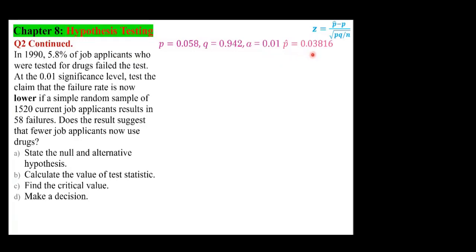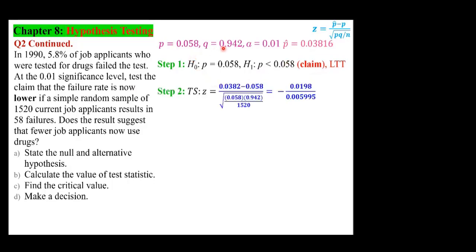So we are ready to move on. First and foremost, H0: p is 0.058, H1: p is less than 0.058. Less than makes it a left tail test, and this happened to be the claim. Let's calculate the test statistic using this formula. Basically put that into the formula, resulting in negative 3.309. So that's the test statistic.